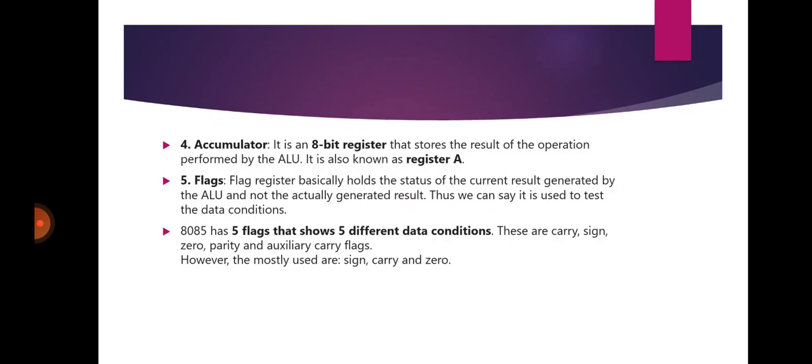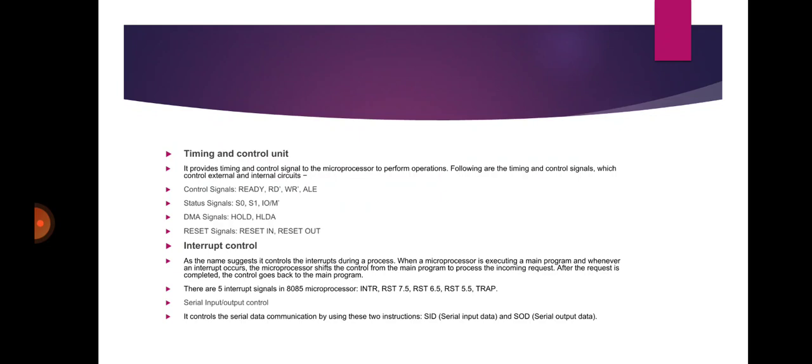Then flags. As I said, there are 5 flags in the flag register. The flag register basically holds the status of the current result generated by the ALU and not the actual generated result. Thus we can say it is used to test the data condition. 8085 has 5 flags, 5 different data states: carry, sign, zero, parity and auxiliary carry. However, the most used are the sign and carry flags.